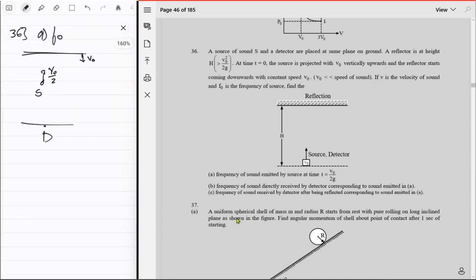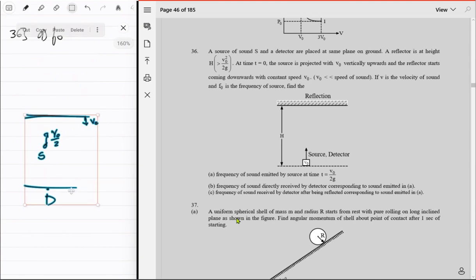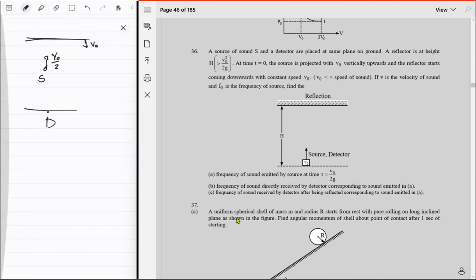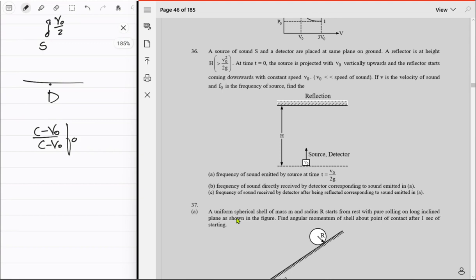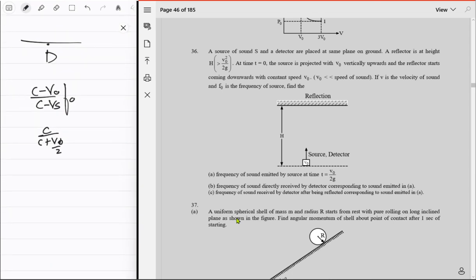Okay, so just B करते हैं. So directly, okay, cool. What is it, c minus v observer upon c minus v source times frequency, right? So it's f naught. In this case, it's just c plus v observer upon c plus v source, and then just c plus v naught upon 2 in this case, right?